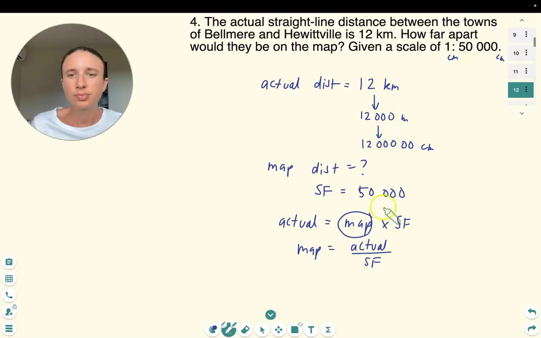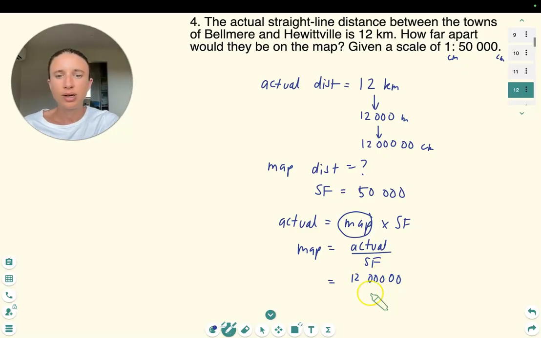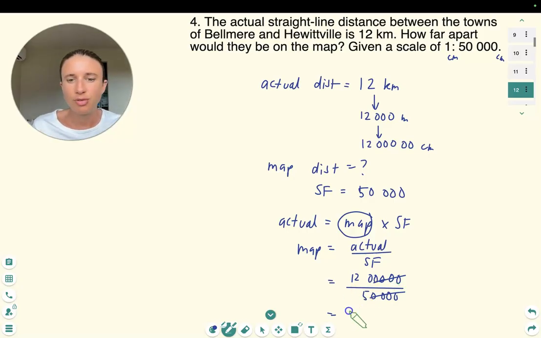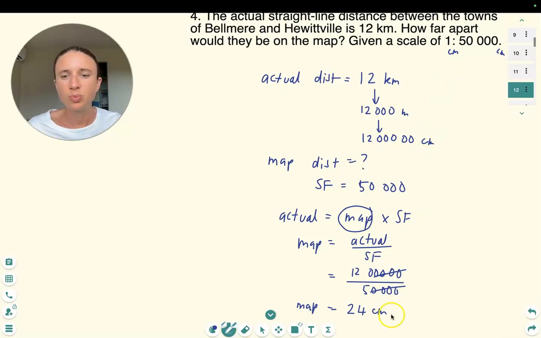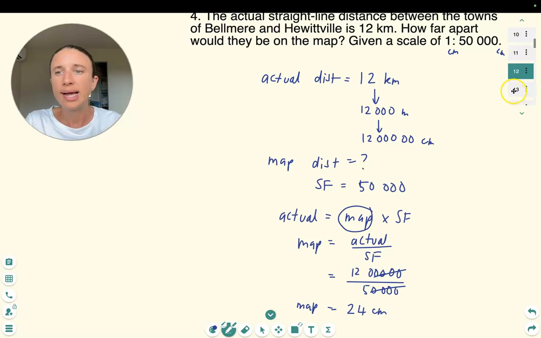The actual in centimeters is that number. And we're going to divide that by our nice scale factor. And we're going to cancel 4 zeros on the top and bottom. And 120 divided by 5 is 24. And our units, we plugged in centimeters, so we should get out centimeters. And that's what we want for our map. So a distance of 12 kilometers can be represented as 24 centimeters on our map.